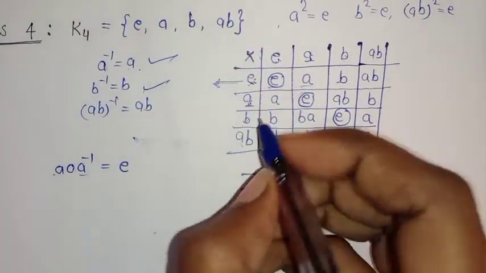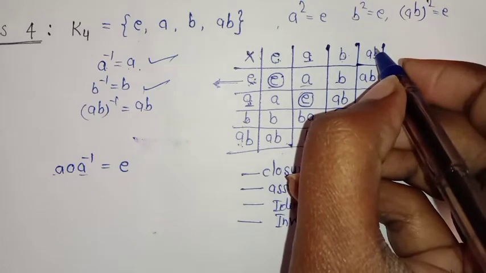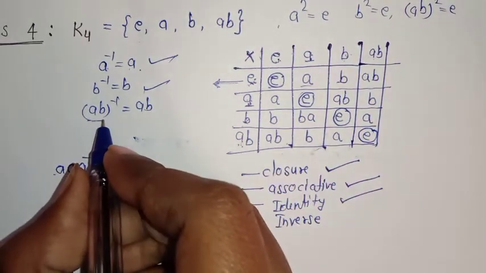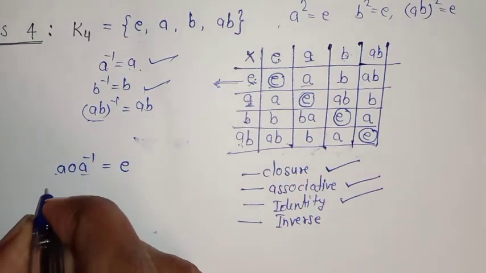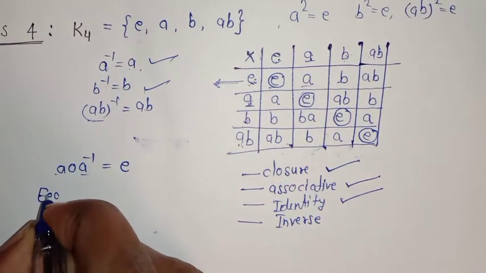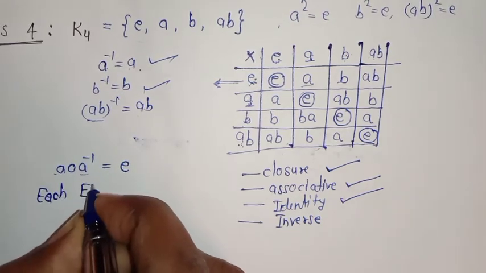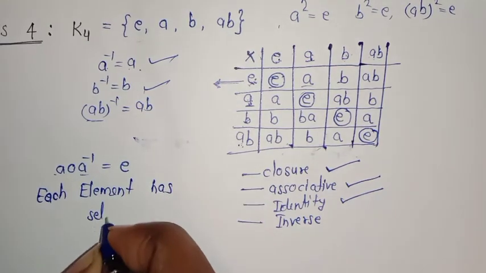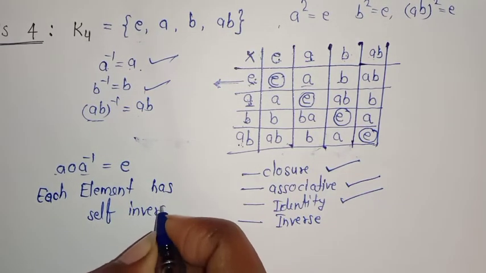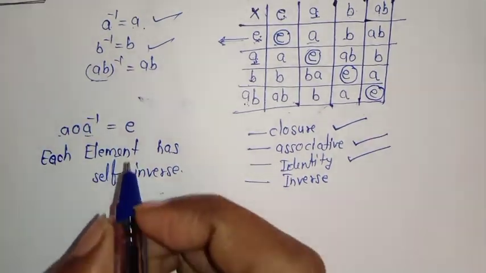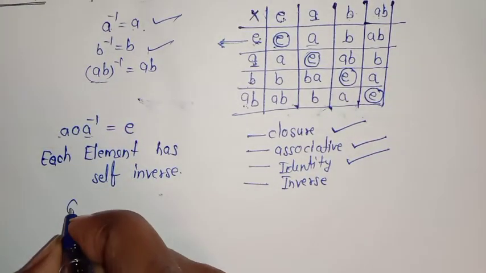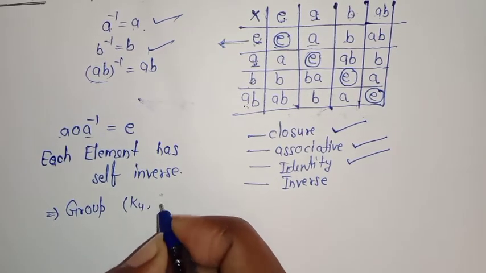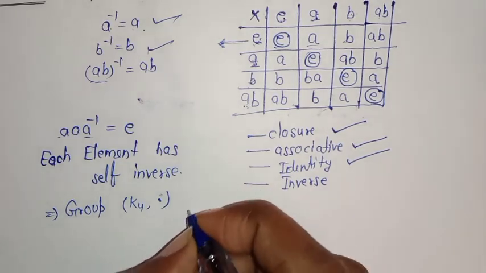If we see AB, when AB is multiplied by AB, we get identity again. So what does it mean? It means the inverse of AB is again AB. So we can see each element has a self-inverse. So we can say that this group is abelian. The group K4, operated with multiplication, is abelian.